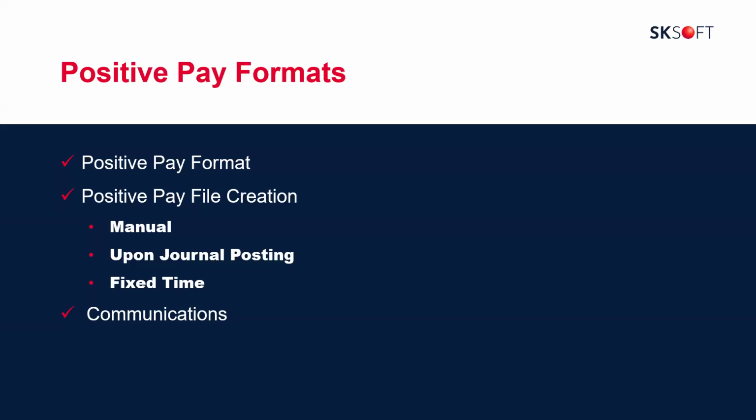Once you're choosing a format, you're attaching it to your bank accounts. Then we go through the Positive Pay file creation process. There's a manual process, but all of our clients are going to choose an automated one. The whole idea of the Treasury Automation Positive Pay is that it's out of sight, out of mind. Once you set it up, you really don't have to worry about it. There's an upon journal posting and a fixed time option for automation. Upon journal posting is just exactly like it sounds.